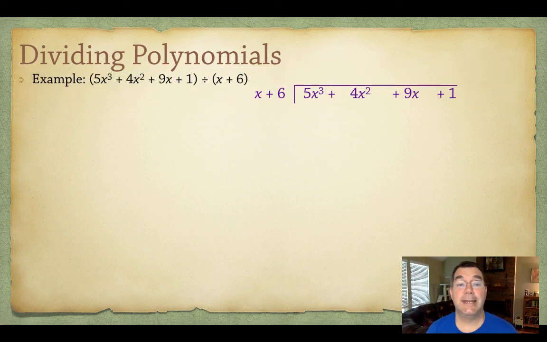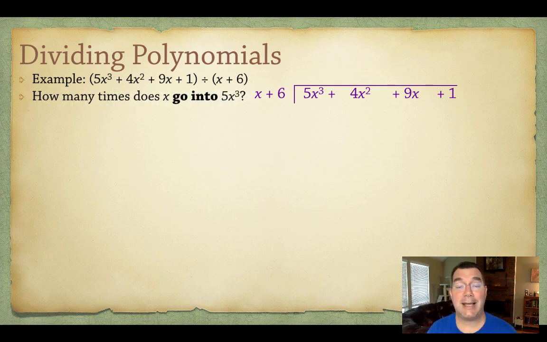For example, if I needed to divide 5x^3 + 4x^2 + 9x + 1 by x + 6. Well, the first thing I ask myself is, how much does that x on the outside go into the first term on the inside, which is 5x^3? Okay, so what would I have to multiply x by to get 5x^3? Well, I'd have to multiply it by 5x^2, and I've written that above the line.